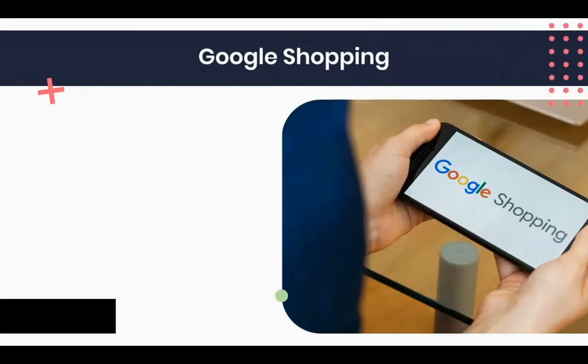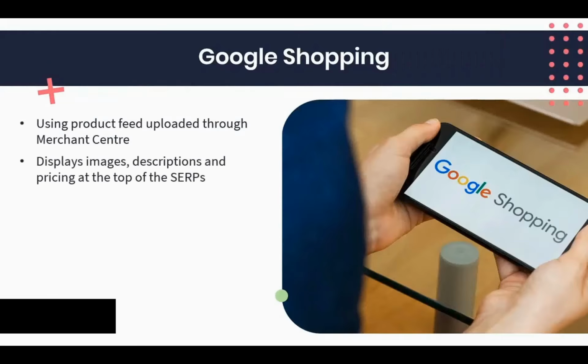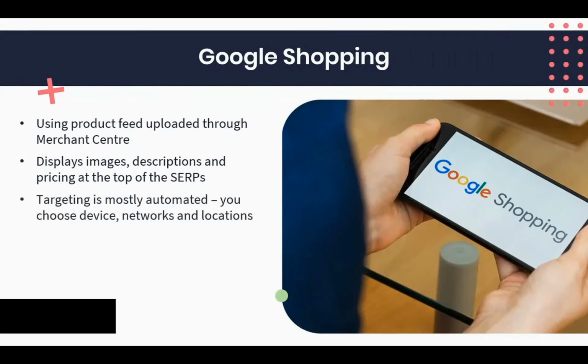Looking at Google Shopping first, this is where you would use your product feed uploaded through the Merchant Center. It would display images, descriptions, and pricing at the top of the SERPs, the search engine results pages. The targeting is mostly automated. You essentially just choose the device, the networks, and the locations. And it is triggered by search terms, but keyword targeting isn't used. It's looking at the behaviors and interests of people in this case.